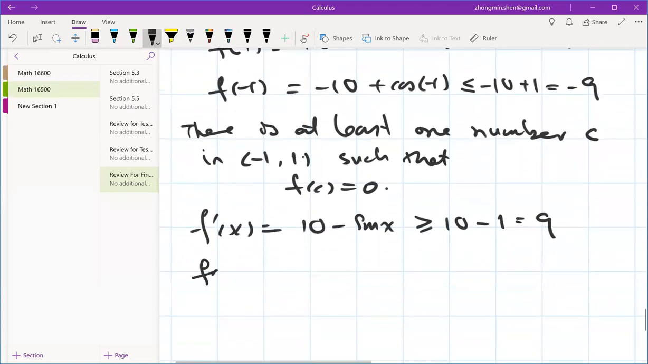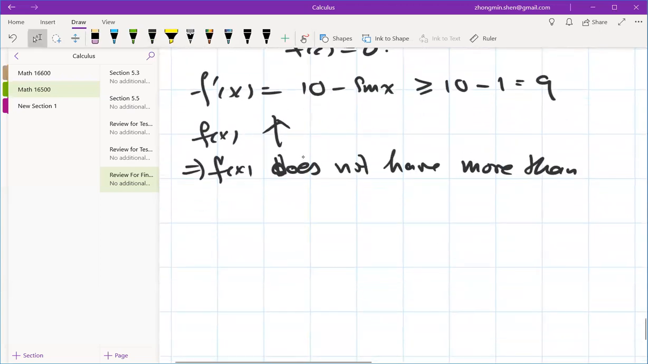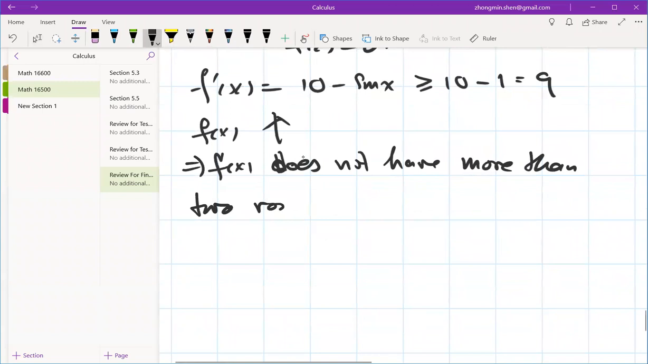So that means f of x is always increasing. Increasing means you cannot have more than 2 roots, okay? So this implies h of x does not have more than 2 roots. No, it does not have more than 1 root, but 2 roots.